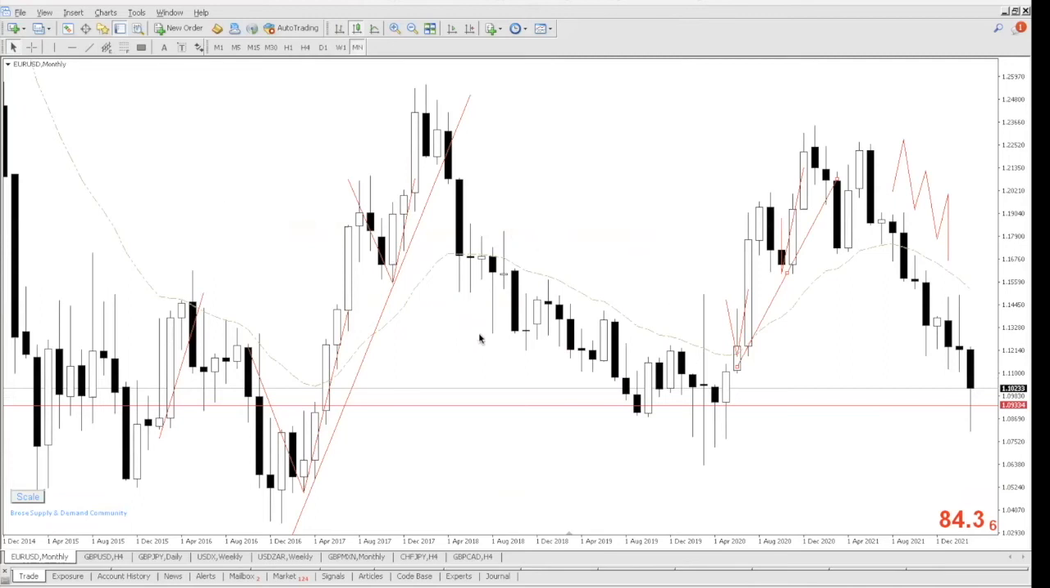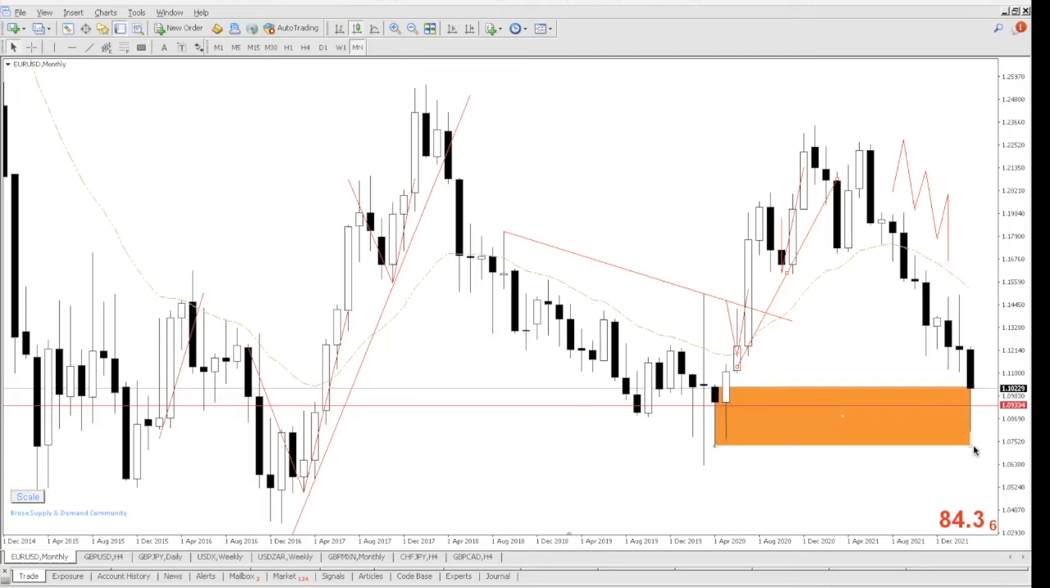Yeah, same here. A mountain here, a mountain here. Look, one, two. This is the one that made a lower low. Here, what happened? It's changed.